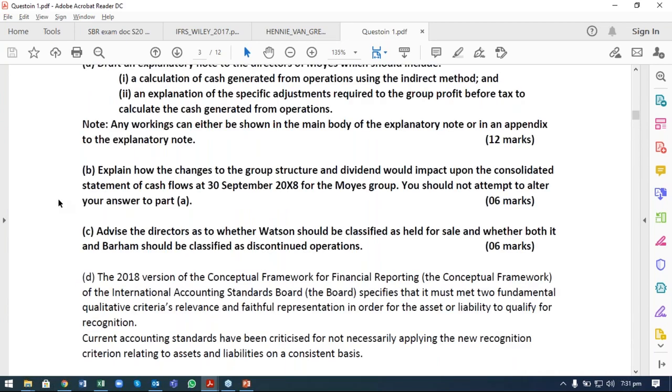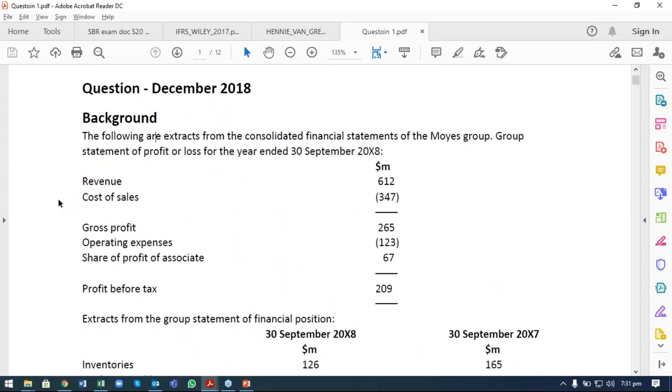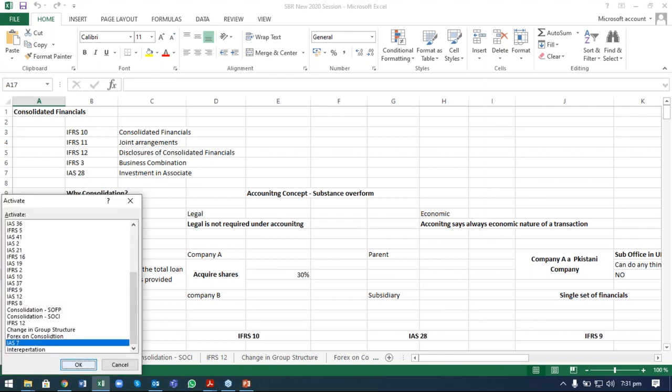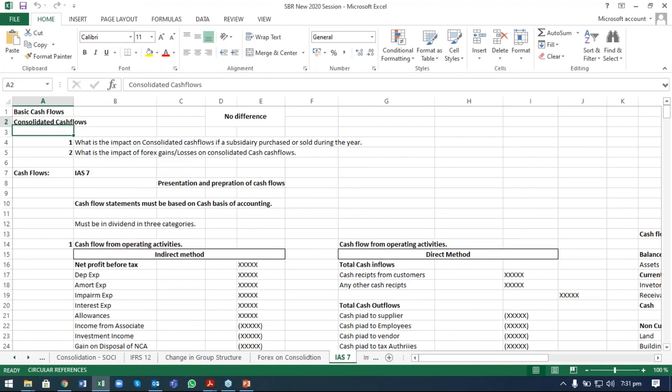Right now, before I move on to answer this question, I just want to give you an overview of cash flow. We'll be moving to the cash flow sections, and how the cash flows would be impacted, or how we are going to account for the cash flows. The important thing is you have already studied basic cash flows in your previous studies, in the financial reporting paper, and in SBR you'll be provided with consolidated cash flows. As far as I'm giving you an idea, there is no difference between basic cash flows and consolidated cash flows, right?